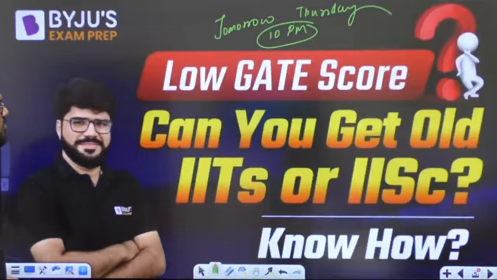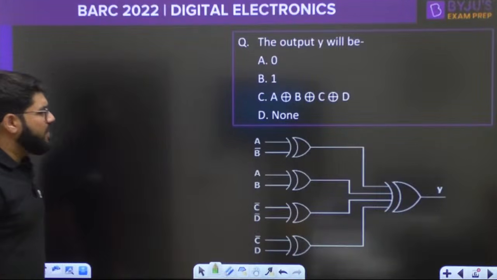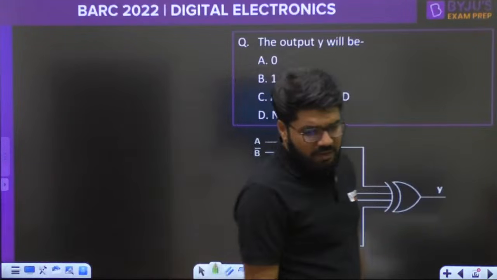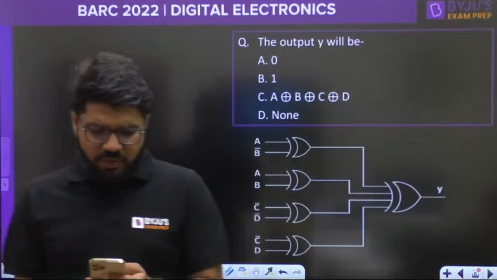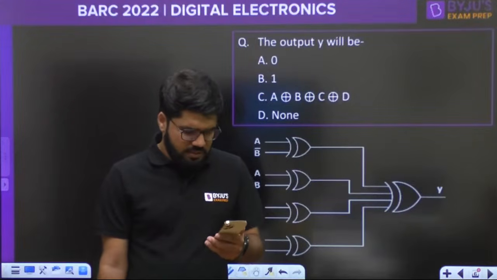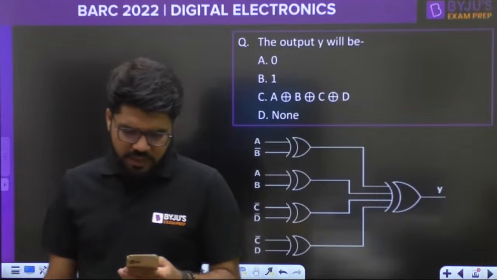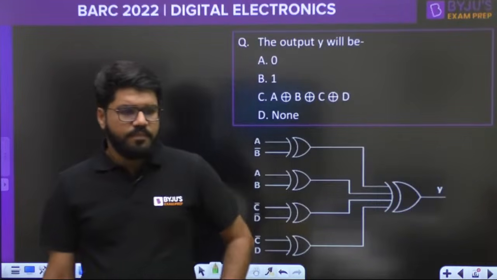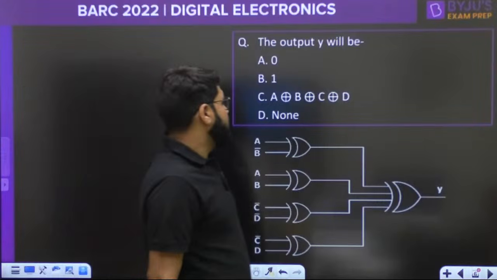Okay guys, now let's get started with the questions. The first question: what is the output Y for this logic circuit shown below? Come on guys, let's get started. Now finally we start with the questions. Have a look at the question and see what the correct answer should be. What is the output Y? 0, 1, A XOR B XOR C XOR D, or none?